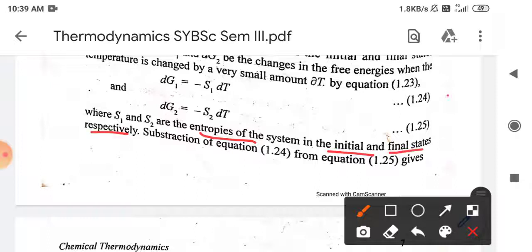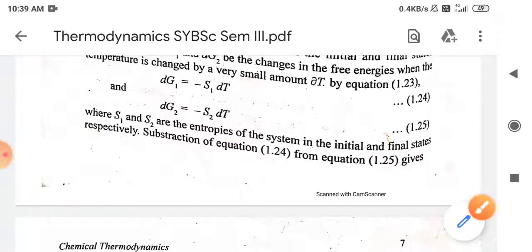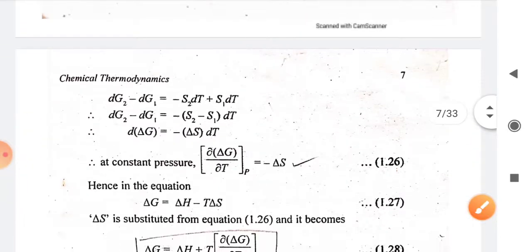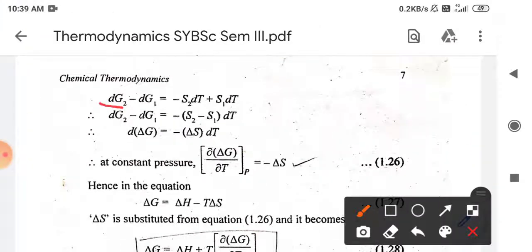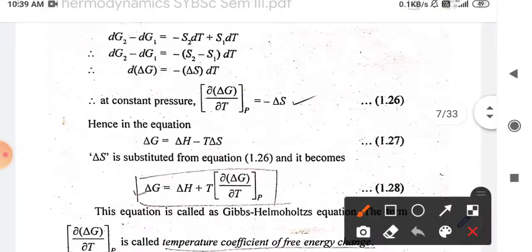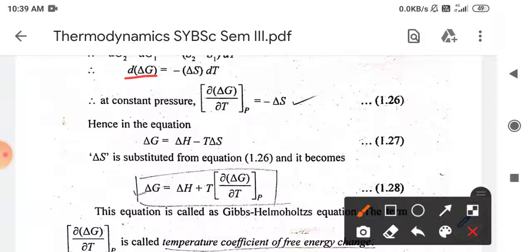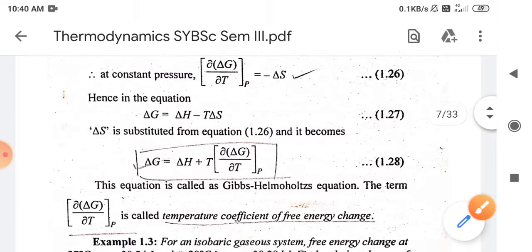Okay, now subtracting these two equations, that is equation number 1.24 from 1.25. So we just simply subtract the two equations, and we get dG2 minus dG1 equals minus S2 plus S1 dT. We have just taken this common minus sign, so this comes out to be d of delta G equals minus delta S dT. Or at constant pressure, the partial derivative of delta G with respect to T at constant pressure comes out to be minus delta S.